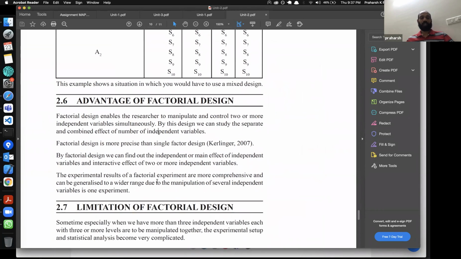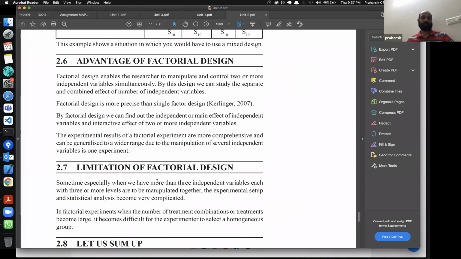Cool. Now advantages and limitations of factorial design. We'll quickly cover that, and we should have covered the entire chapter. Factorial design enables the researcher to manipulate and control two or more independent variables simultaneously. By this design, we can study the separate and combined effect of a number of independent variables. It will be like 2 or 3 max. If you have, let's say, 20 independent variables, which is quite possible, then measuring, charting and studying all this is going to be extremely difficult.